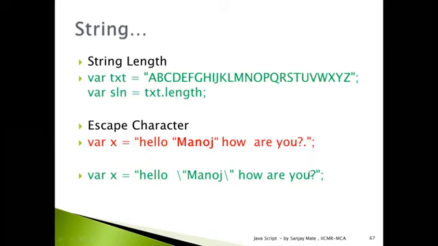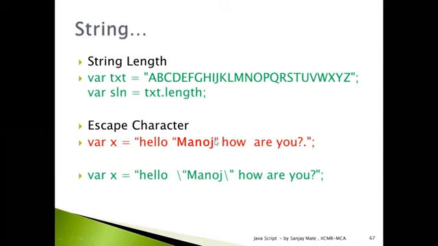Suppose I want to include double quotes within the string, and that string is enclosed in double quotes. In that case, you can use an escape sequence character. See here, I am having one string. If I am having the string, I have to include it in double quotes. So here I have written double quotes, and here I have included double quotes. But within that string, I want one word which should be enclosed again in double quotes. So this is not valid for JavaScript.